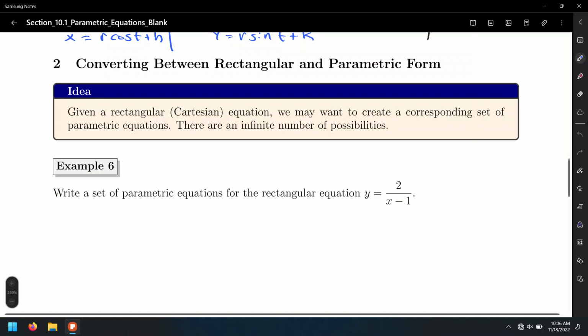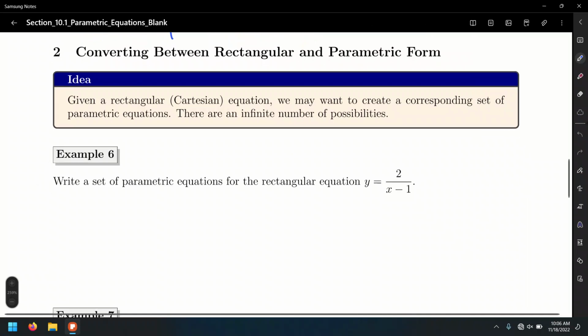Part 2 of this section is, again, converting between rectangular and parametric form. So, given a rectangular or Cartesian equation, we may want to create a corresponding set of parametric equations. And there are infinitely many ways you can parameterize an equation.